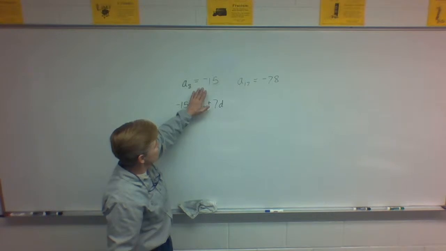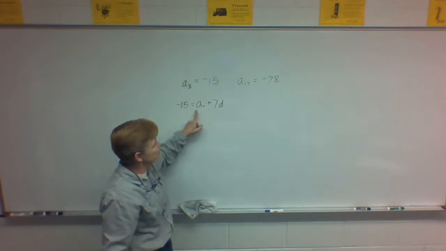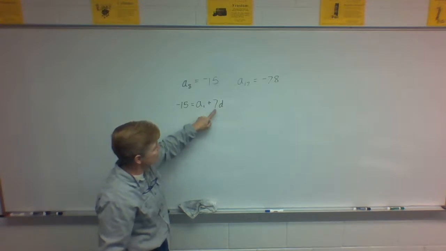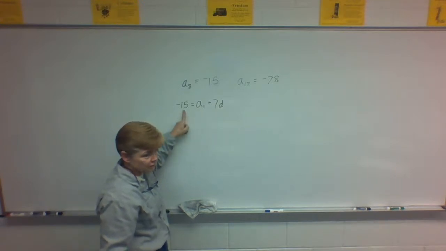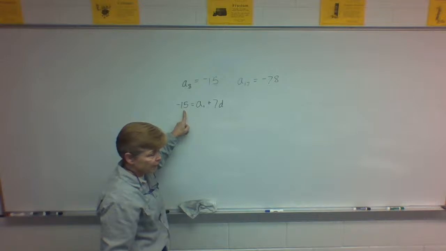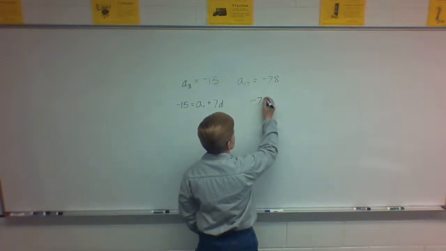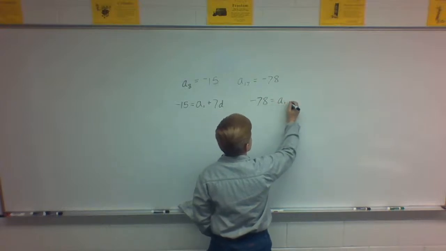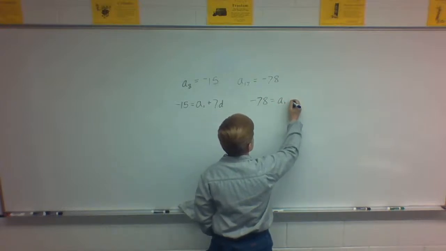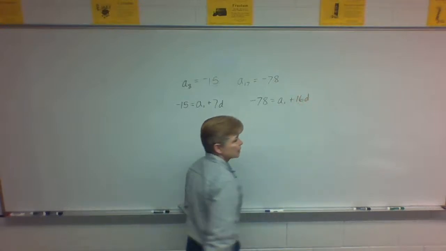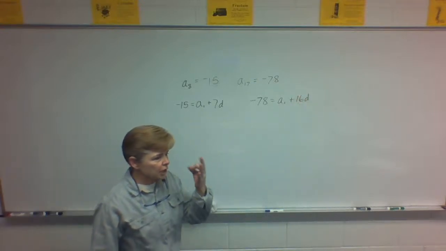And that is an equation. From just this information here, it's an equation, but there's still 2 unknown variables. There's an a1 and a d. We don't know either one of those yet. But we were able to fill in this and this. Do you see? Yes or no? Yeah? So how do I write this one? Plus 16d.